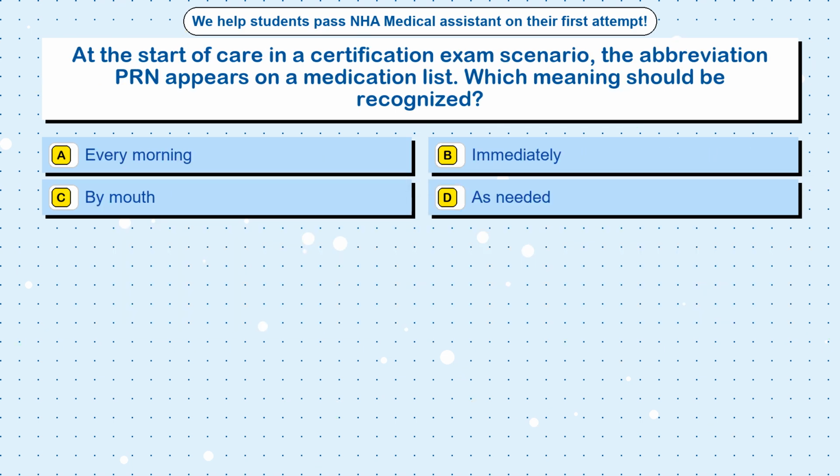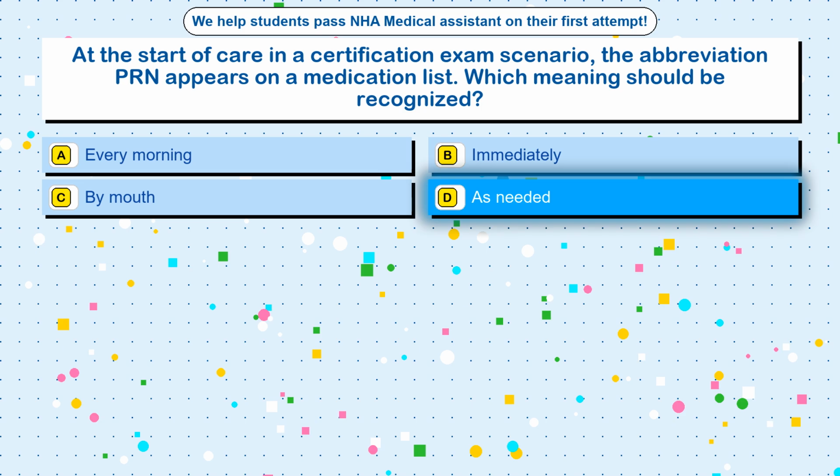Question 70. At the start of care in a certification exam scenario, the abbreviation PRN appears on a medication list. Which meaning should be recognized? Option A. Every morning. Option B. Immediately. Option C. By mouth. Option D. As needed. The correct answer is option D.